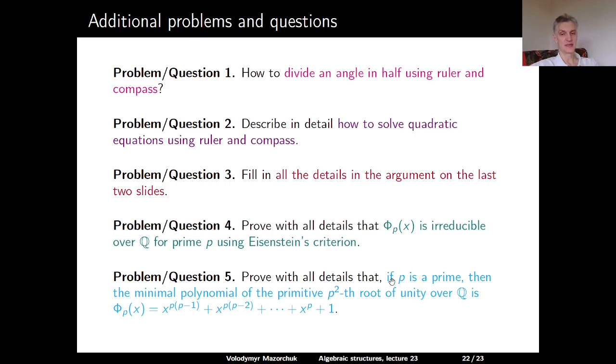Prove with all details that if p is a prime, then the minimal polynomial for the primitive p squared roots of unity over Q is Φ_{p²}(x), and this is equal to x to the power p(p−1) plus x to the power p(p−2) plus, and so on, plus 1.